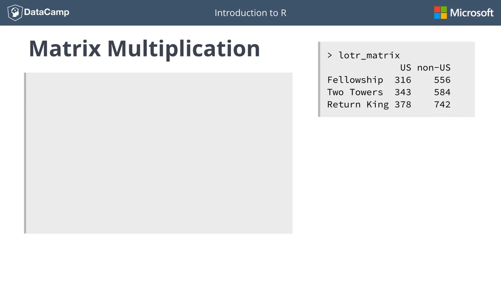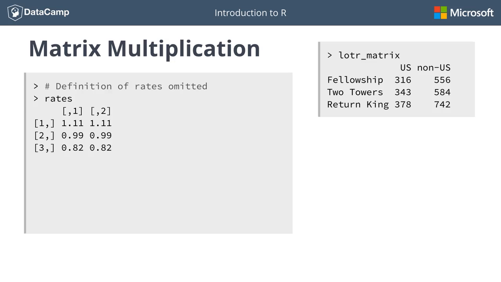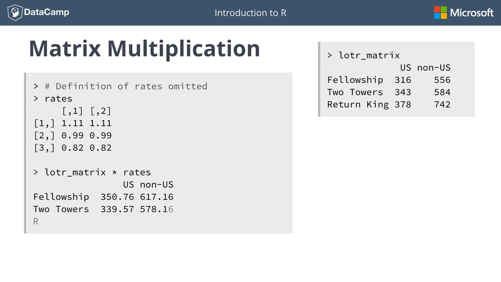Suppose you want to convert the US dollar figures to euros with the exchange rate at the time of the release. You can again create a new matrix, rates, this time with the amounts of euros you should pay for $1. Now, we can simply multiply the Lord of the Rings matrix with the rates matrix. Again, every calculation is done element by element. The top left figure has been multiplied by 1.11, while the bottom right figure was multiplied by 0.82.